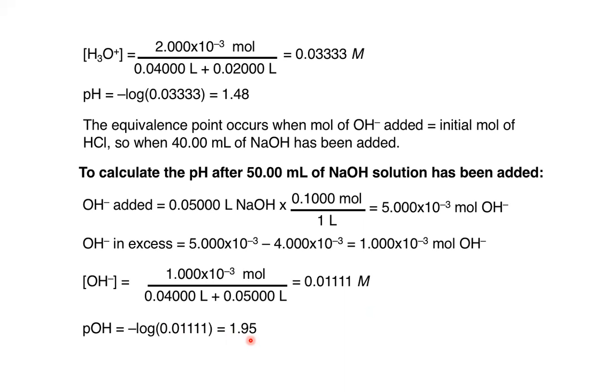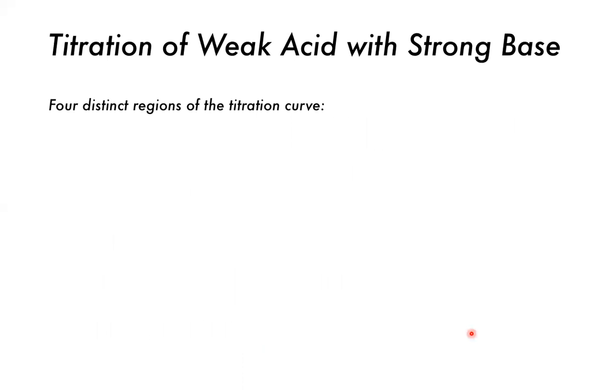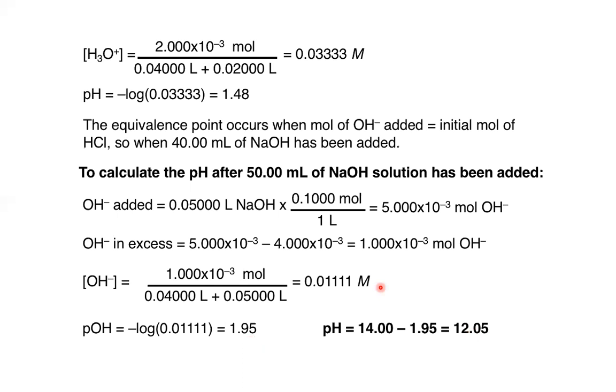Remember, this is not the same as the pH, but pOH and pH can be related via their relationship with pKw. So pH is equal to 14 minus 1.95, 1.95 being the pOH, which will be equal to 12.05. So that will be our pH of the solution. So you can see the pH has rapidly increased because of the addition of the hydroxide. Okay. I think we'll leave it there for today.